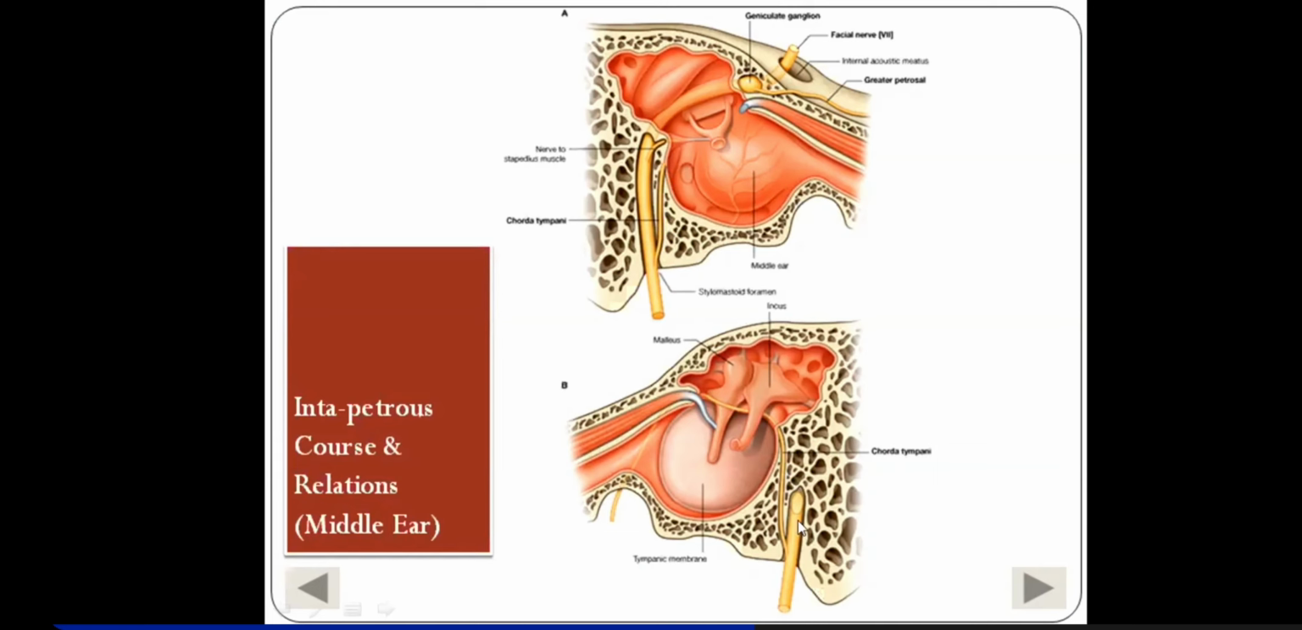Now look here, the course of chorda tympani. As I was telling, chorda tympani is in close relation to the tympanic membrane. So you have this diagram. This is another view. Now this is the view of the right middle ear cavity seen from the medial side. Make sure you're getting oriented with this diagram.